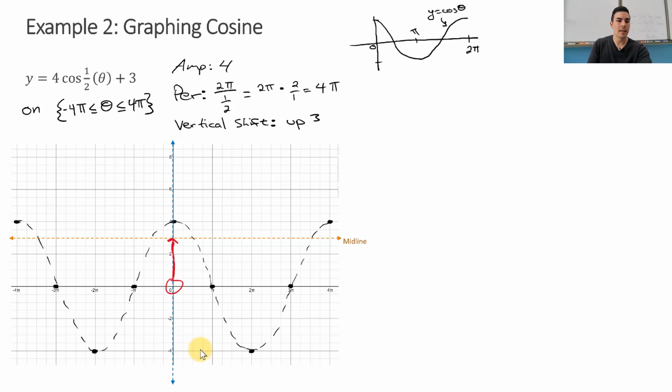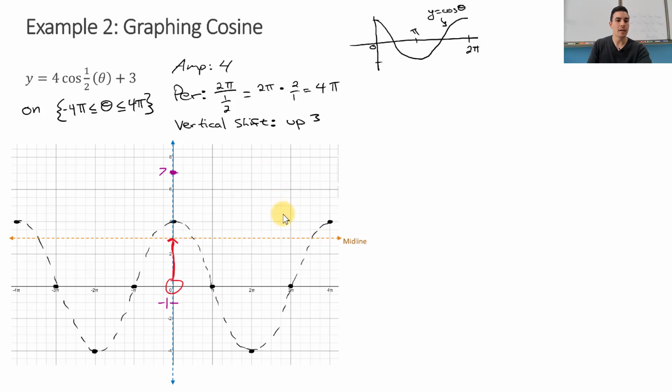However, now my midline is at 3, so we're just going to go up 4 units to 7 and down 4 units to negative 1 for my maximum and minimum values. So that's going to change the range of this function. But the shape does not change. Since we've graphed the shape accurately with our reference graph, the shape does not change.